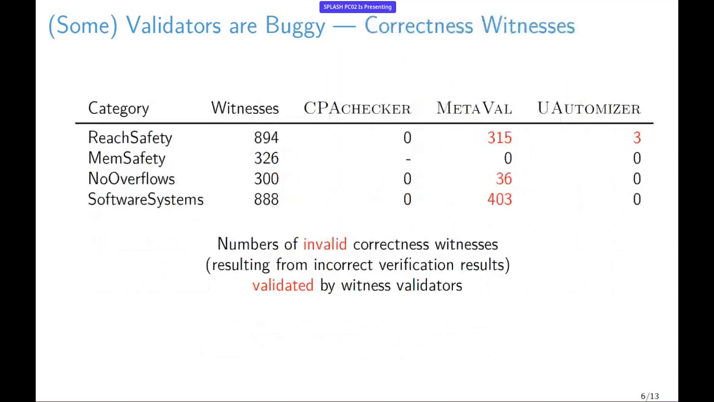For correctness witnesses, it looks a bit different. The red numbers are the number of invalid correctness witnesses, meaning witnesses that say the program is correct, but we know that the program actually had a bug. And here the picture looks pretty good. This one validator here has no wrong result at all. And Ultimate Automizer has only 3 wrong results.